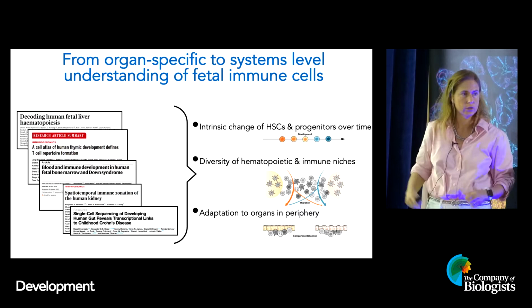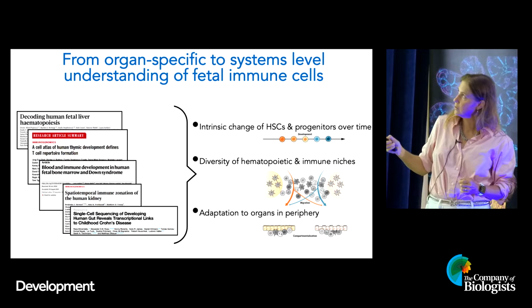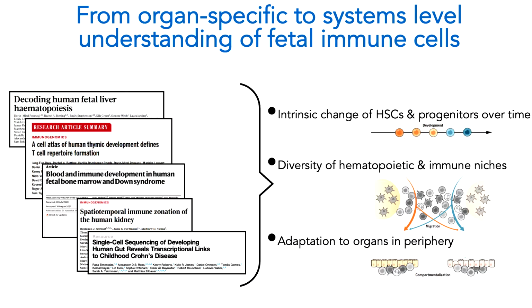So the questions in terms of understanding the immune system are at multiple levels. One is at the level of individual cells and their identity and how that identity changes over time, how it changes in terms of niches and space, and that's both in the hematopoietic organs and in the peripheral organs, the lymphoid tissues, primary, secondary, and so on.